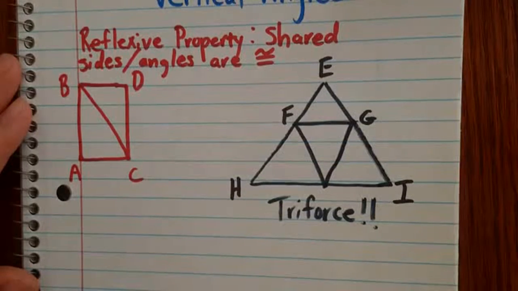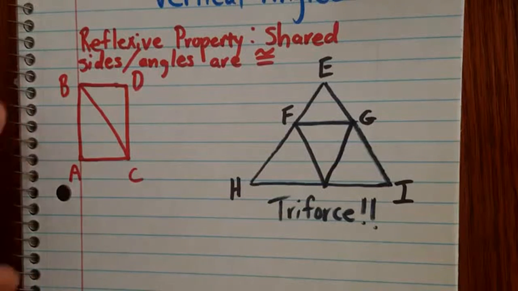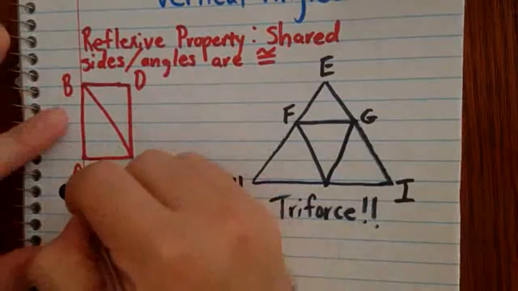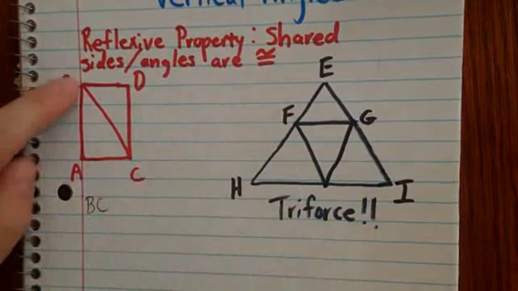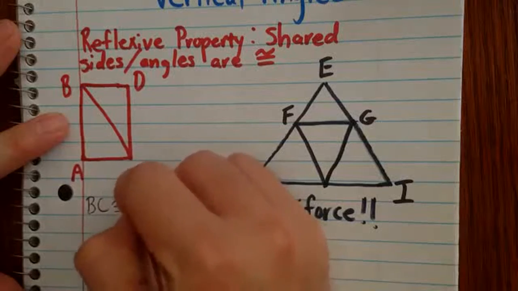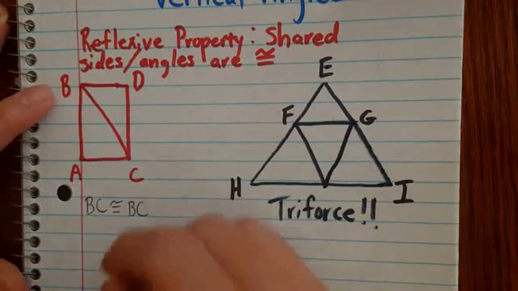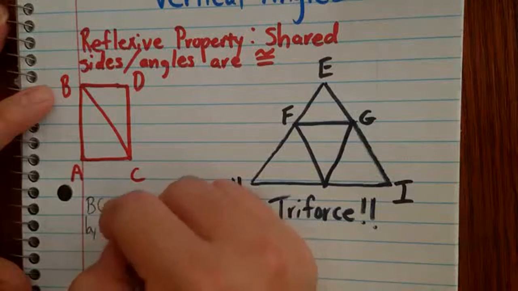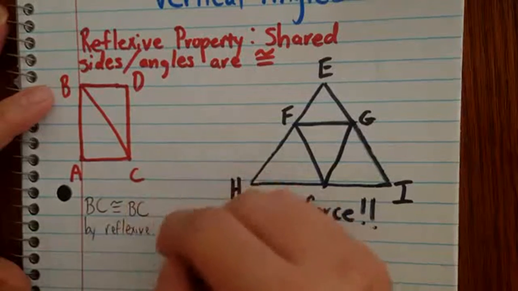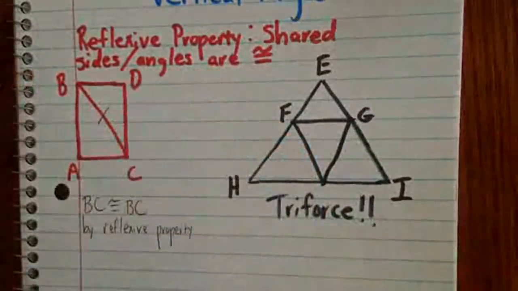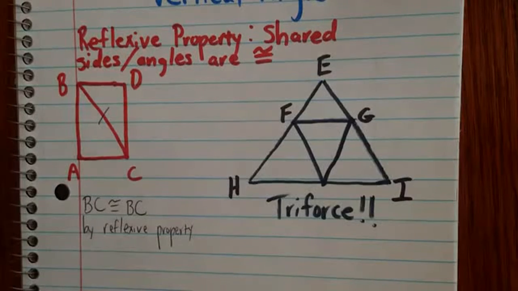So, if I want to use the reflexive property to say something about this, this is what I can do. I can say, well, BC, that's this side right here, or CB, whatever, is congruent to itself. BC is congruent to BC, and how do I know this? Well, it's by the reflexive property. So I can say that this side is equal to itself and even write a tick mark through there, or whatever you want to call those.